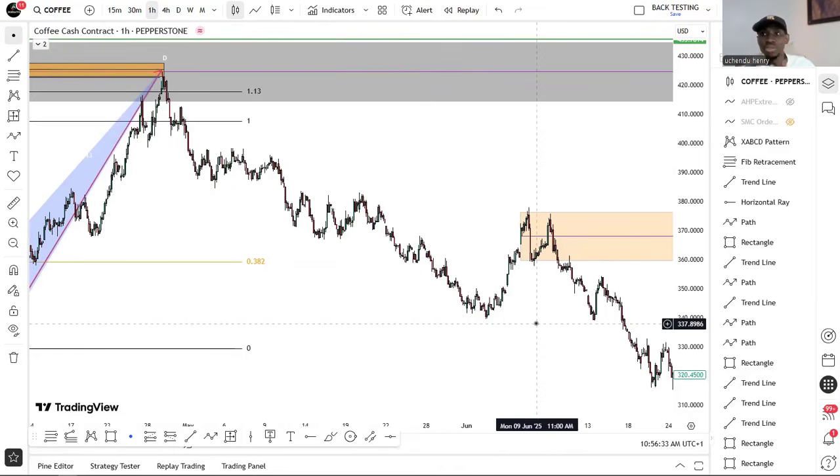Now, sometimes you're going to see a harmonic pattern into this level. Sometimes you may not really see a harmonic pattern into this level. But what's important is that you're following structure, and then you understand the concept of inducement liquidity and how to actually pick your entry.